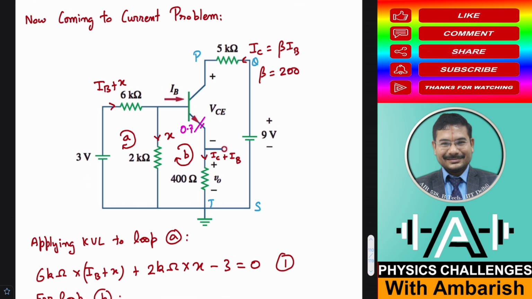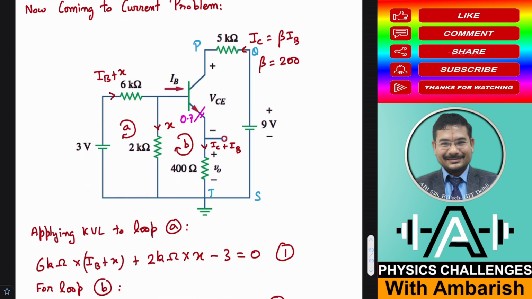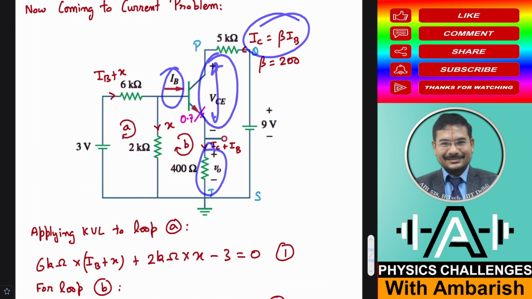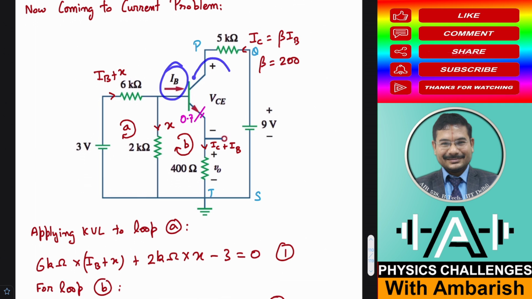Okay, and what do we have to find out? Once again, we have to find out IB, IC, and this V0 and VCE. That's what was to be found in the original problem. Four quantities: IB, VCE, V0, and IC. Okay, and beta is given as 200.